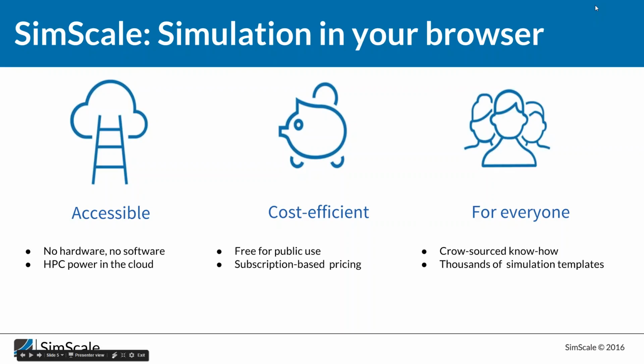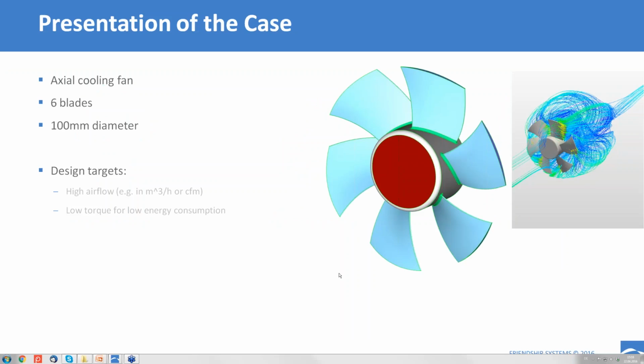All right. Great, Alex. Thanks. So let me again give you a short introduction into the specific case that we are looking at in this webinar series. The geometry is an axial cooling fan with 6 blades and 100 millimeters of diameter, so something that you would typically find in your PC or other electronic devices for cooling.